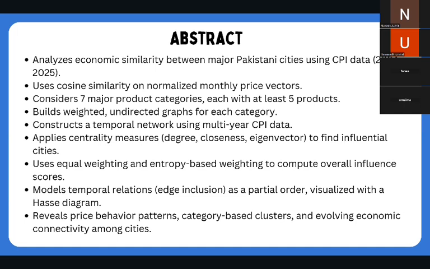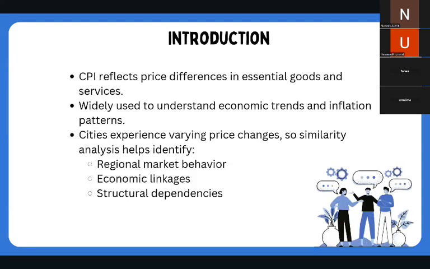To do this, we used CPI data, which basically tells us how prices of essential goods and services change month to month. Now, every city has different buying patterns and different price levels. So, we thought, what if we measure how similar these patterns are? If two cities behave the same way, maybe their markets are strongly connected. And if not, that tells us something too.